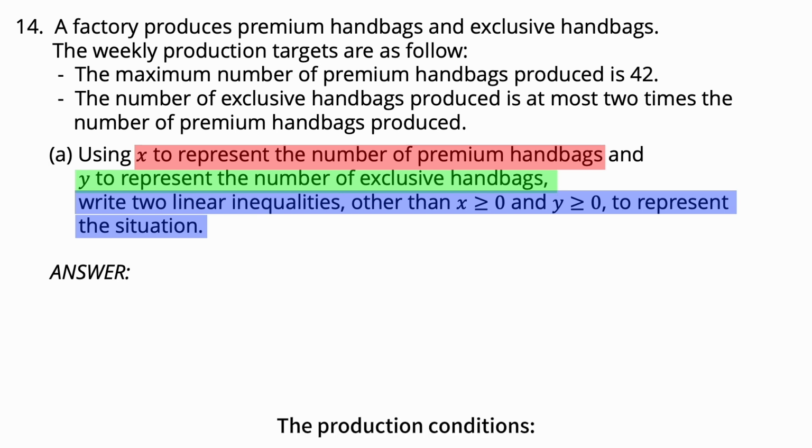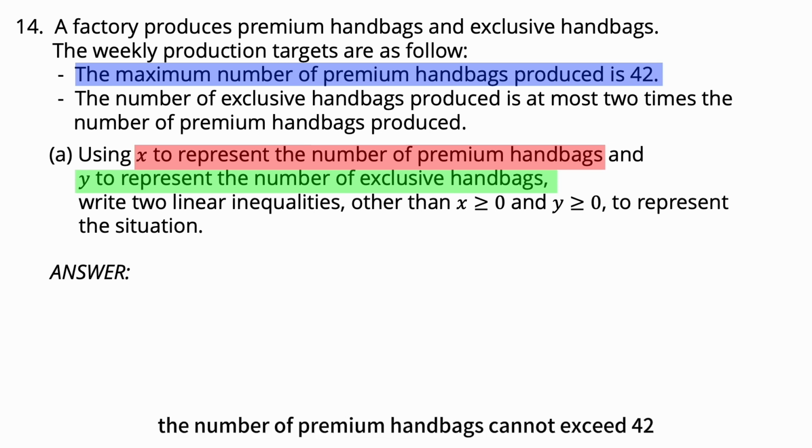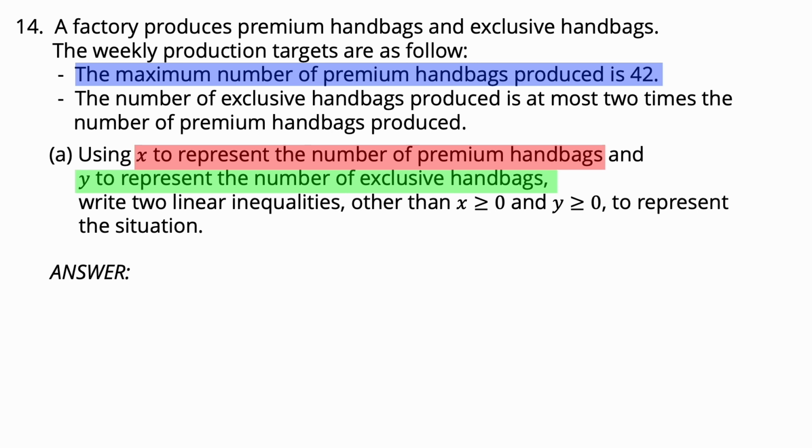The production conditions. The maximum number of premium handbags produced is 42. Means that the number of premium handbags cannot exceed 42. The linear inequality is written as X less than or equal to 42.